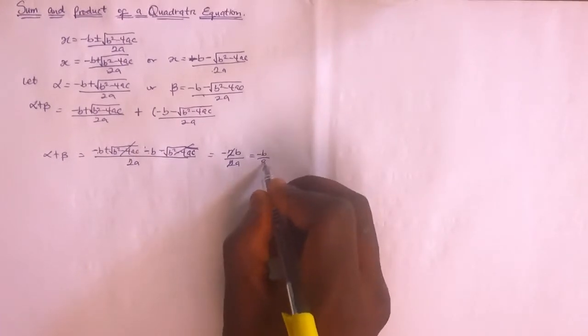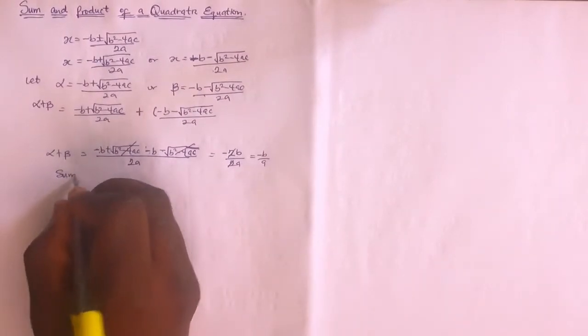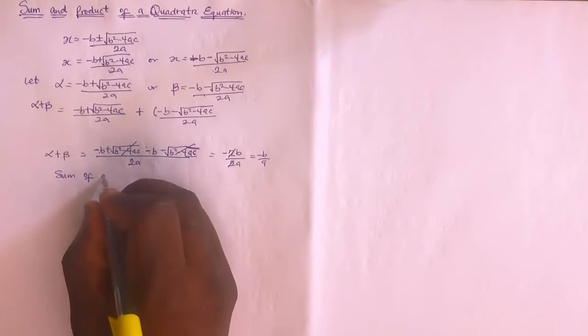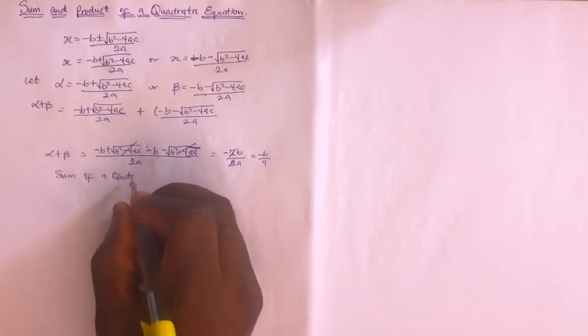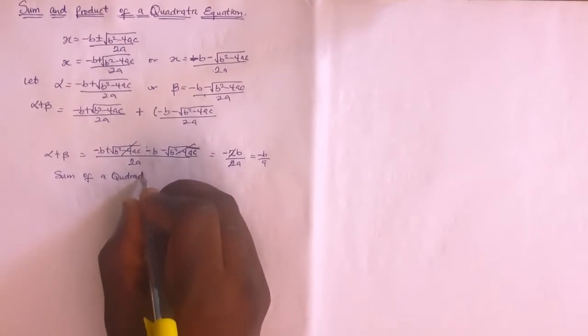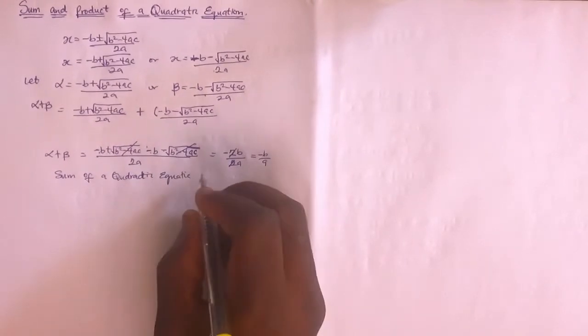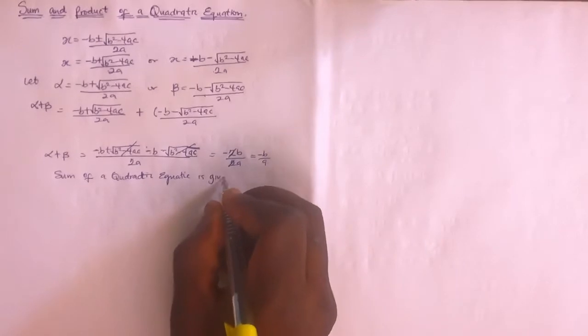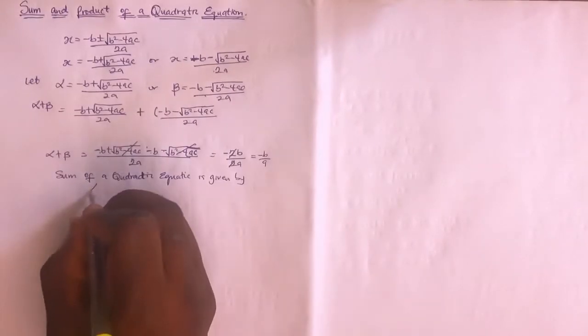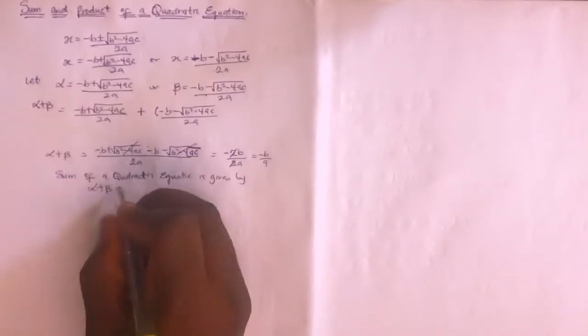Minus b over a. So now the sum of a quadratic equation is given by alpha plus beta, which is actually equal to minus b over a. Now in this case, my alpha plus beta is minus b over a. Now let's just move to the product.